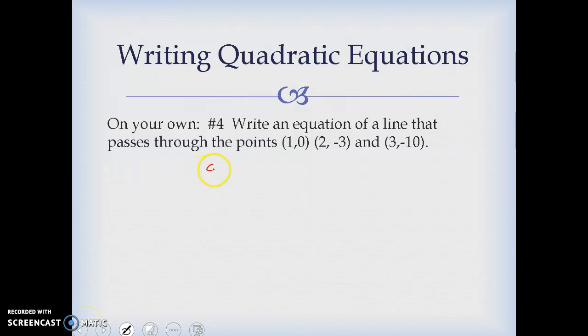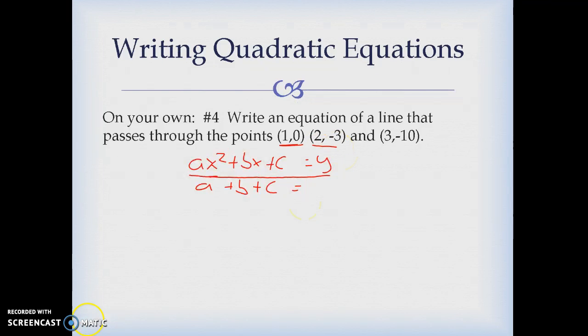Again, you would start with this equation, ax squared plus bx plus c equals y. And if you plug in all 3 points, if we plug in the first point, the x is 1, so it's going to be a times 1 squared, which is just a, plus b times 1, which is just b, plus c equals y. So it's a plus b plus c equals y, but y is 0.